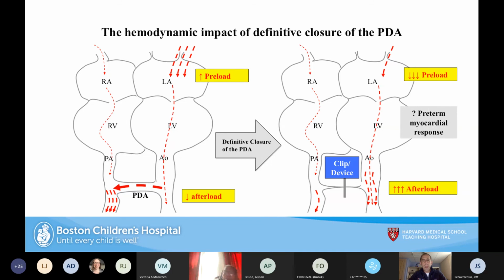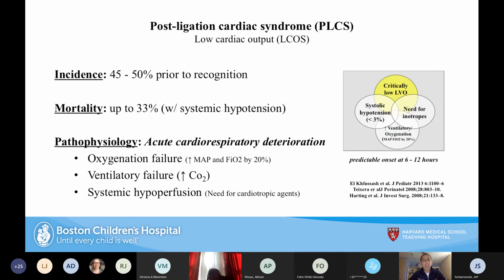And what I showed you at the beginning of the talk is that the preterm myocardium can sometimes not handle the changes in the preload from Frank-Starling and the changes in the afterload. Not all babies will have a negative impact following definitive closure of the PDA, but the question is, this post-ligation cardiac syndrome, as there is less blood leaving the heart and less blood coming into the heart, and a decrease in the contractility and the contractile functions, what you end up getting is a state where you have systemic hypoperfusion, and you'll have a backup of blood into the lungs where you could have ventilatory failure and oxygenation failure.